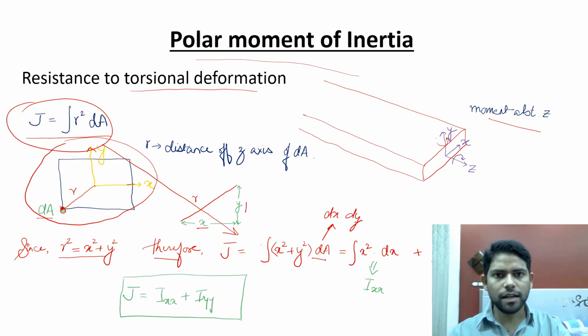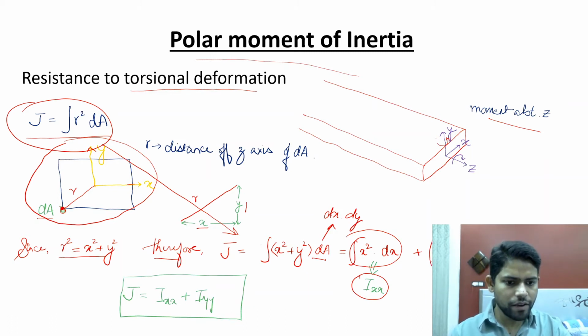So if you write dx and dy in place of dA, it will be equal to the integration of x square dx plus the integration of y square dy. And this term over here is actually your Ixx, the second moment of area about x-axis, and this term over here is giving you the second moment of area about y-axis, or Iyy. So your polar moment of inertia can be written as Ixx plus Iyy, where Ixx is the second moment of area about x-axis and Iyy is the second moment of area about y-axis.